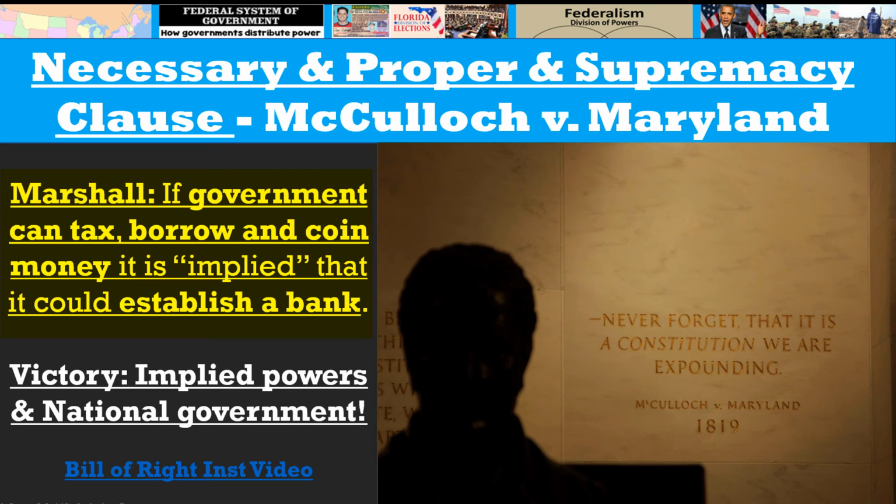In the opinion of the court, Marshall stated that if the government has the power to tax, borrow, and coin money, it is implied under the Necessary and Proper Clause that they can create a bank. Also, since the Supremacy Clause makes federal law and the U.S. Constitution supreme over state laws, the state of Maryland had no power to interfere, or in this case, tax a national institution. This was a major victory for the national government, and it solidified the implied powers concept.